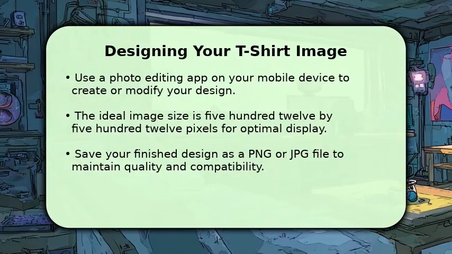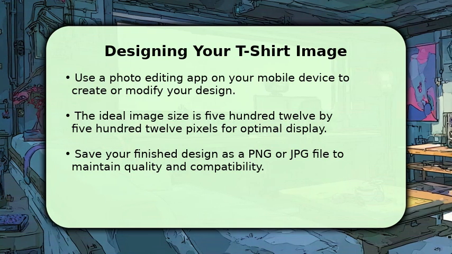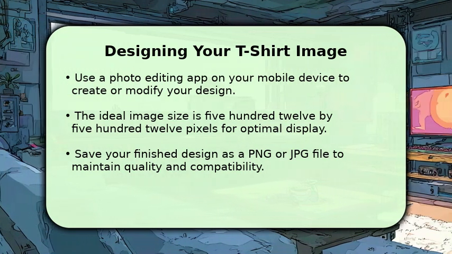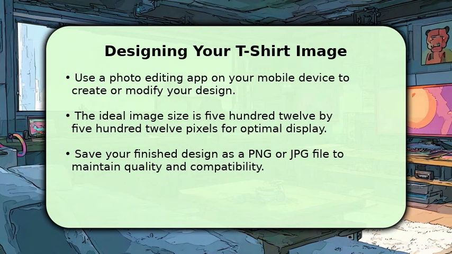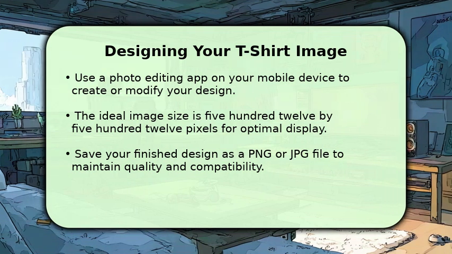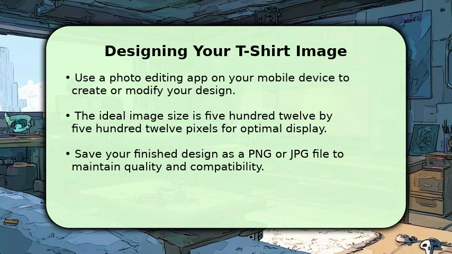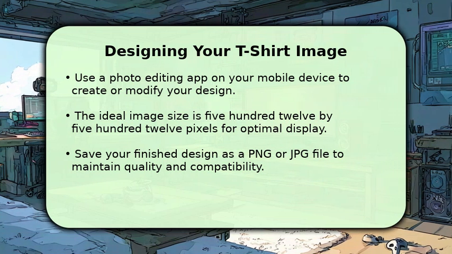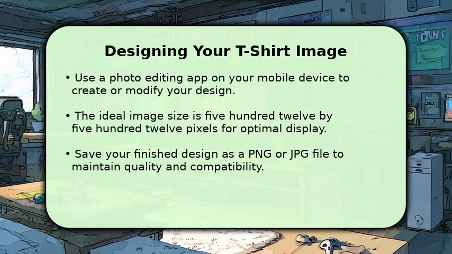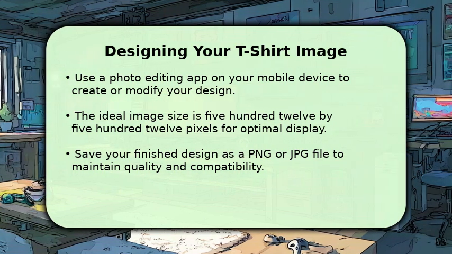Next, let's focus on designing your t-shirt image. You can use any photo editing app on your mobile device to create or modify your design. For the best visual quality, aim for an image size of 512 by 512 pixels. This specific dimension ensures your design appears crisp and clear within the Roblox environment. Once your masterpiece is complete, save it as a PNG or JPG file.